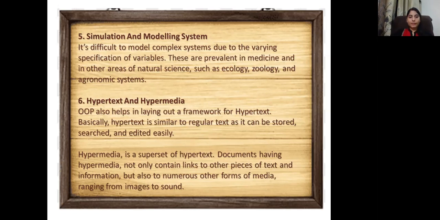Now, sixth is hypertext and hypermedia. Object-oriented programming also helps in laying out a framework for hypertext. Basically, hypertext is similar to regular text as it can be stored, searched, and edited easily. The only difference is that hypertext is text with pointers to other text as well. Hypermedia, on the other hand, is a superset of hypertext. Documents having hypermedia not only contain links to other pieces of text and information, but also to numerous other forms of media, ranging from images to sound.